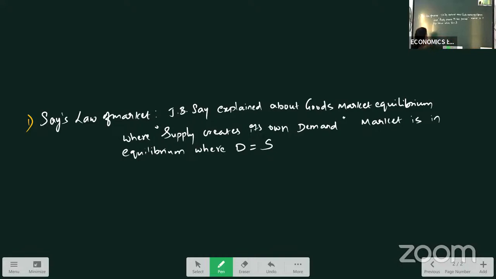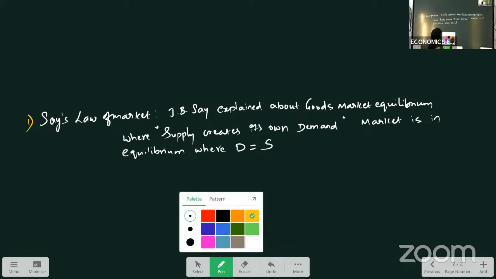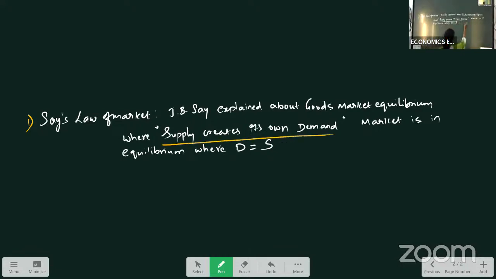So, what was explained in Say's law of market? It was explained by J.B. Say. This was explained in case of goods market equilibrium, where supply creates its own demand, and always demand and supply will be equal. So this is the concept of Say's law of market.